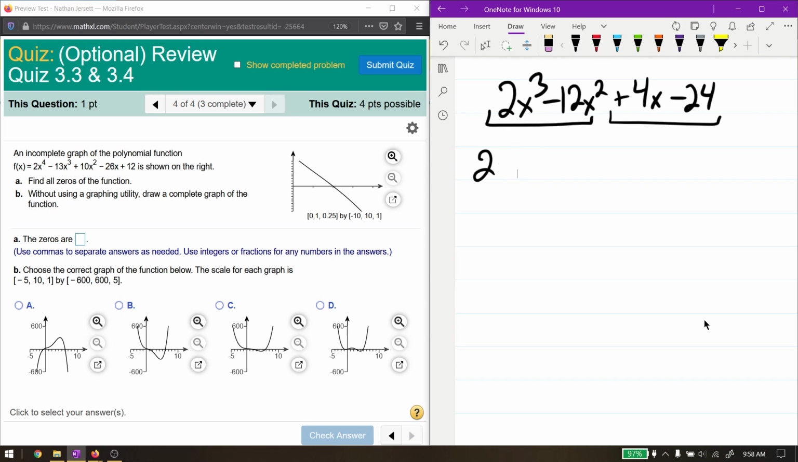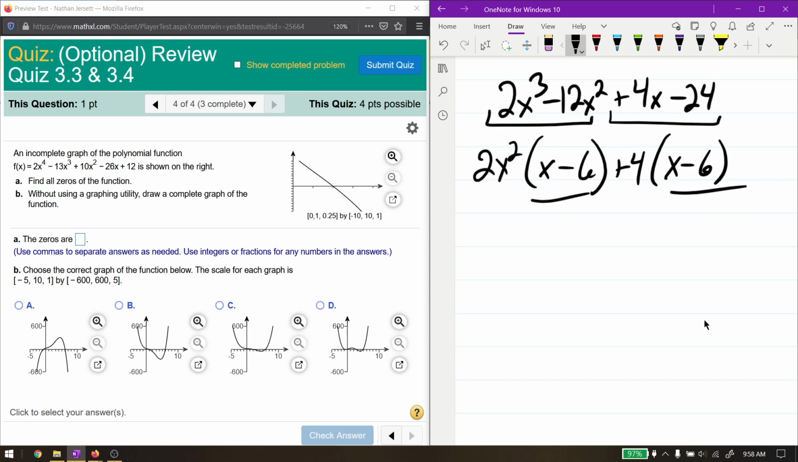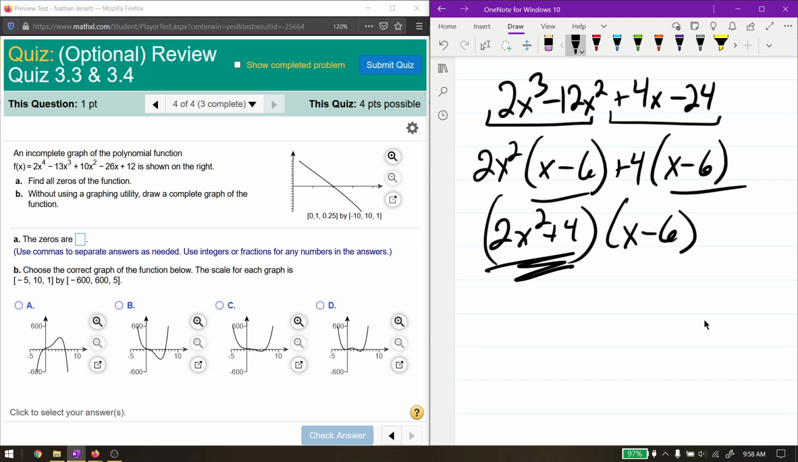Oh, no, I can take out an x squared as well from that. That gives me x minus 6. Divide out a positive 4 here, gives me x minus 6. So these are the same, so we can do this. Plus 4, and then we get x minus 6. And this one, you can actually divide out a 2 from there if you want.